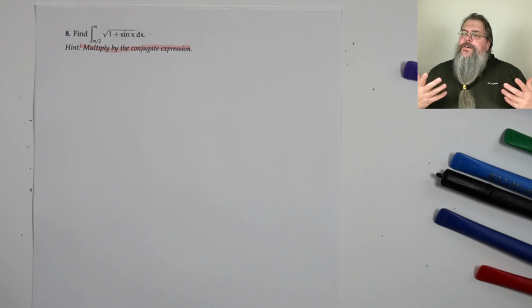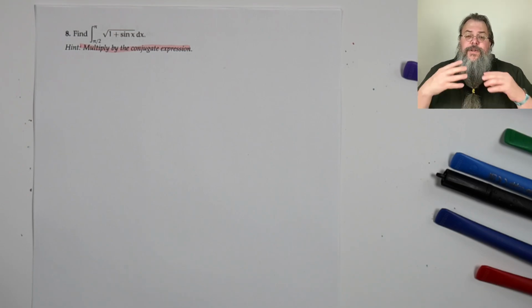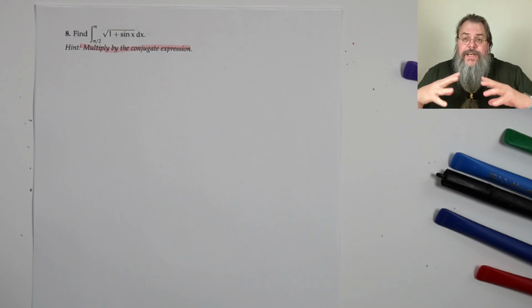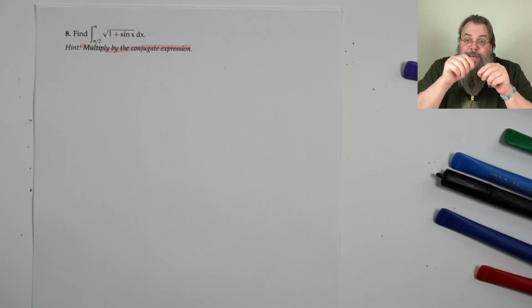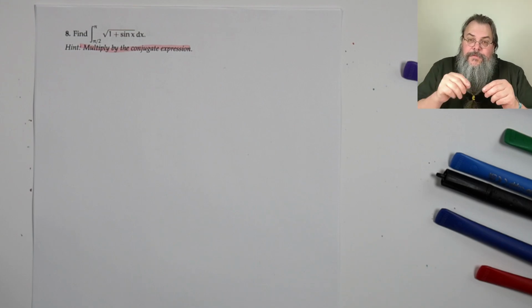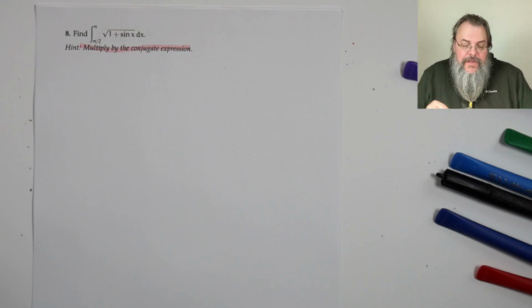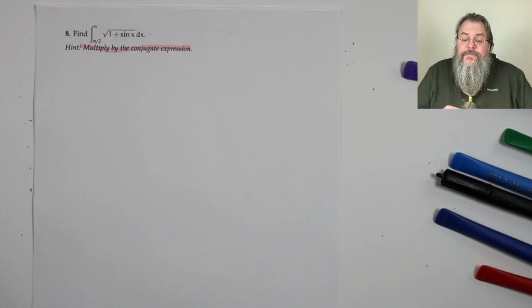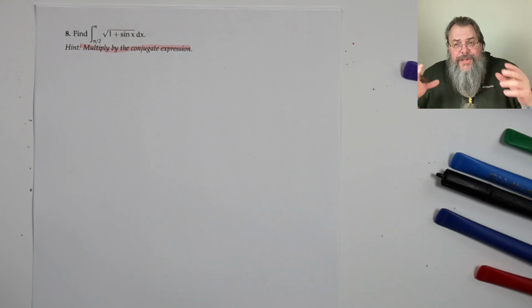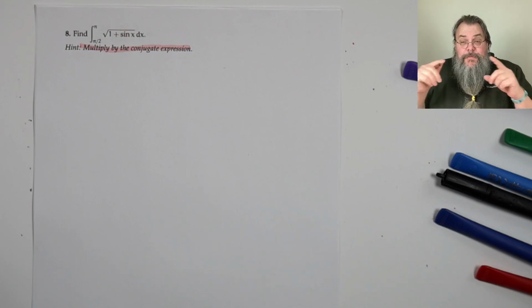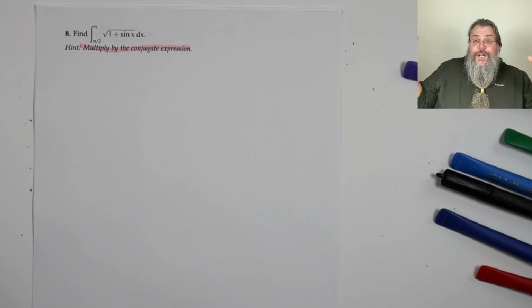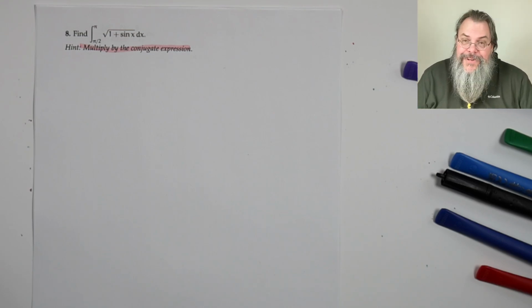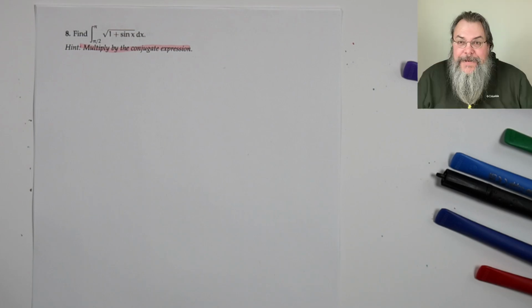And they might say, what do you mean by the conjugate expression? Well, the conjugate expression is saying, hey, take the plus, change it to a minus, right? A plus B, conjugate A minus B. If you have A minus B, conjugate it's A plus B. And so why do that? Well, 1 plus sine we can't do much with. But if you multiply by the conjugate, it becomes 1 minus sine squared. That you can do something with. All right, so we have an idea.